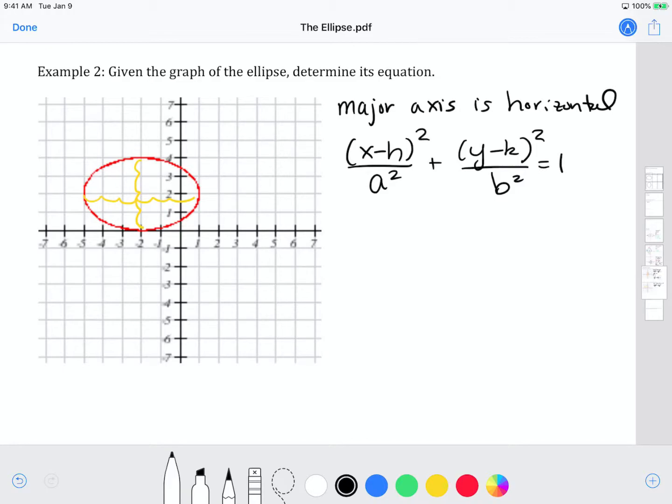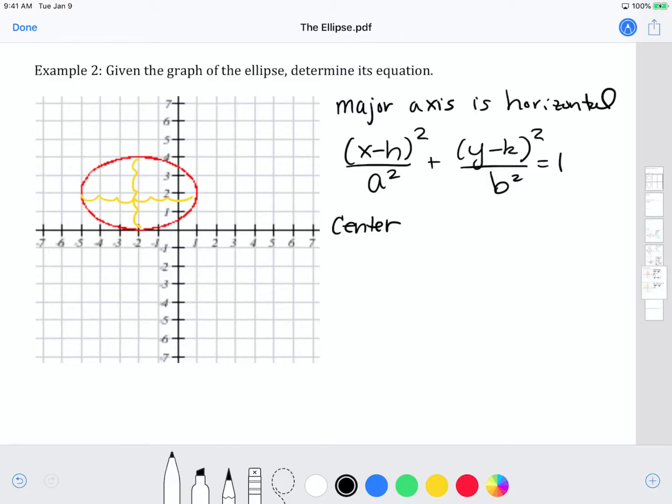So now we have to identify the center, my value of a, and my value of b. If I look for the center, that's where the major axis and the minor axis cross. So that's going to be right here, which would be the point -2, 2. My value of a is from the center out along the major axis. So if I count 1, 2, 3, that's going to be 3 for a and 1, 2 for b.